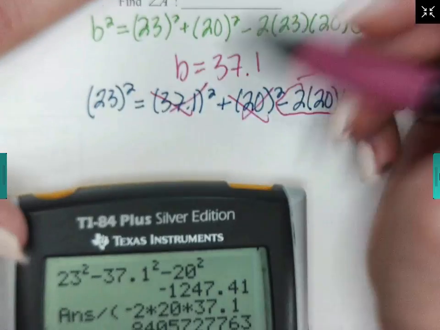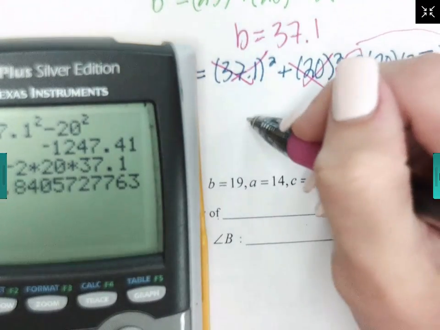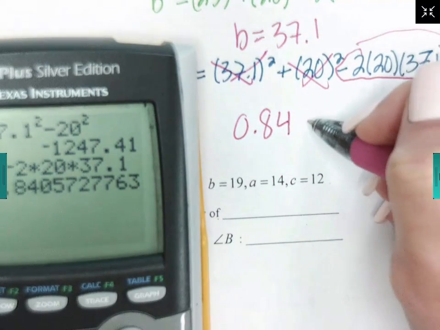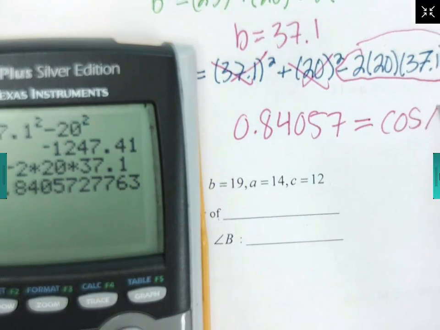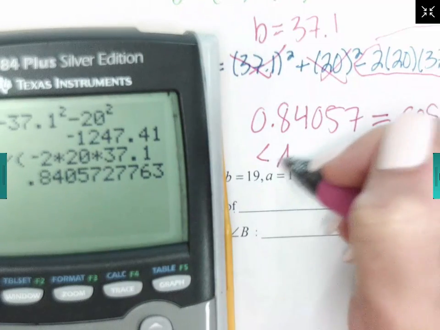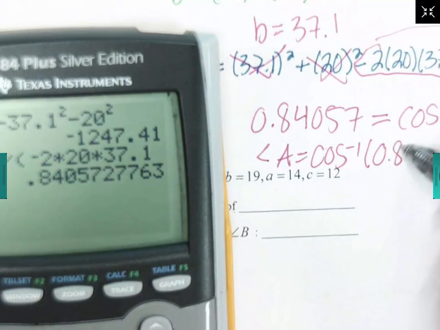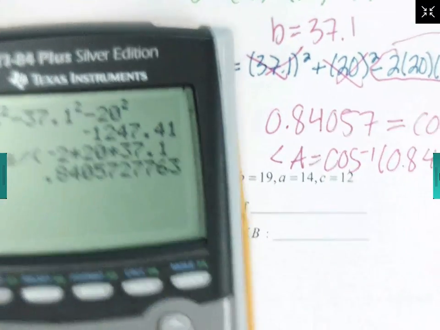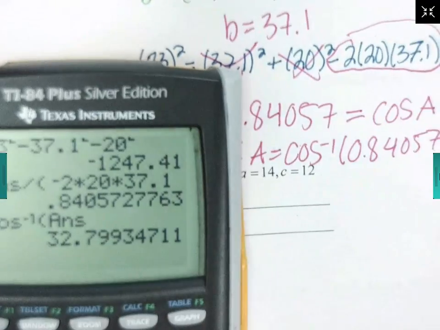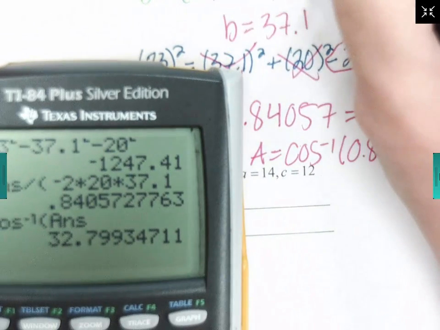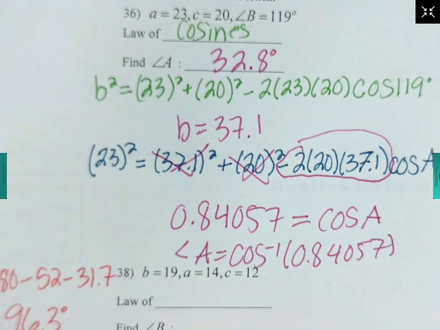All right, so really what we're left with now, just so you know, is 0.84057 blah, blah, blah, equals the cosine of A. And you remember, to find angle A, we just take the cosine inverse of that. So that's, all right, we can press second cosine, second answer, and that gave us 32.8 degrees. All right, are there any questions there?